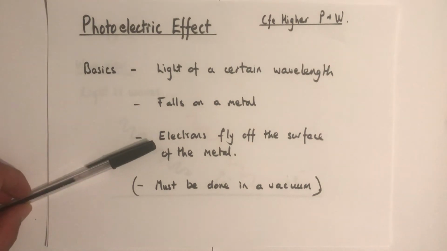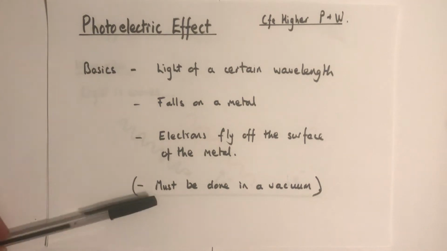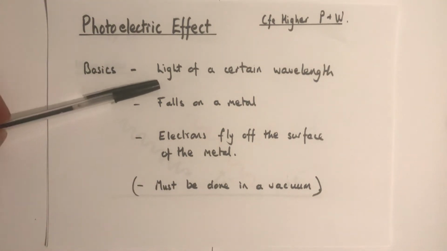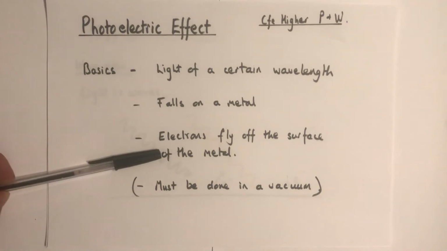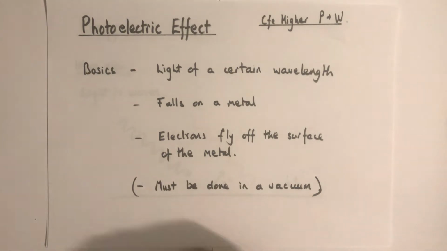Electrons fly off the surface of the metal with a certain kinetic energy, and we can gather those up using plates and other things and a voltage. And this will only work in a vacuum. Light of a certain wavelength falls on a metal, electrons fly off. Okay, and we can calculate that kinetic energy.